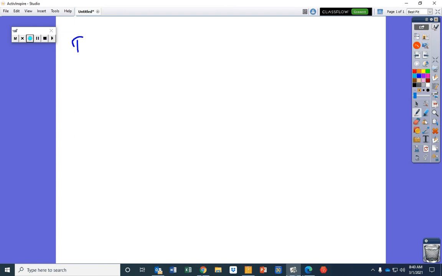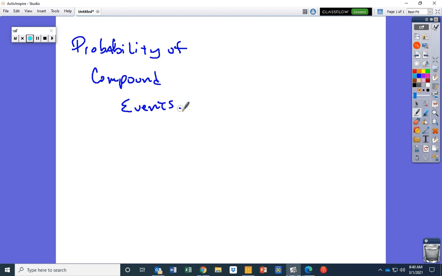This is probability of compound events. Okay. First, the key word here is compound. If something is compounded, what does that mean? Well, kind of. It can be together, it can be more than one. All right, more than one at the same time.